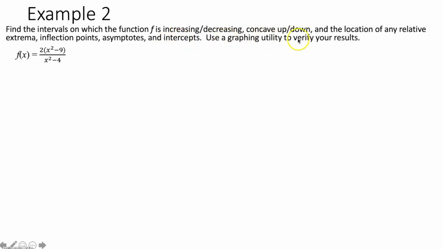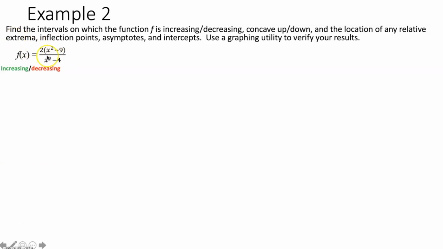Use a graphing utility to verify your results. So basically, we're combining everything we've learned so far into one example. Now, let's start by finding the intervals on which the function f is increasing or decreasing. To do that, we need to determine where the critical numbers of this particular function are.